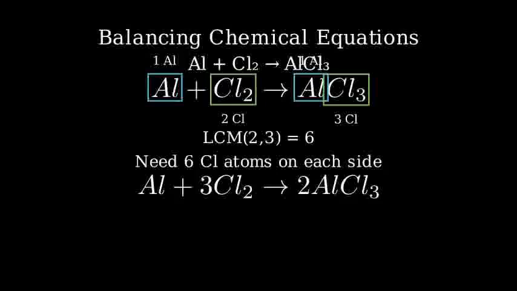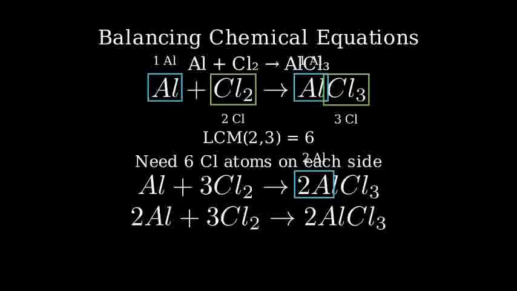Now let's check aluminum. With the coefficient of 2 in front of AlCl3, we now have 2 aluminum atoms on the right side. To balance this, we need to add a coefficient of 2 in front of Al on the left side. Let's verify our balanced equation.